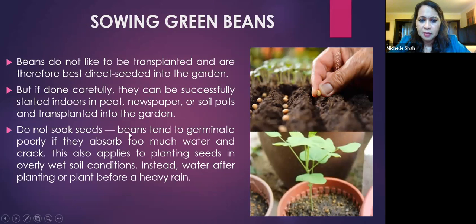Beans tend to germinate poorly if they absorb too much water and crack. This also applies to planting seeds in overly wet soil conditions. Instead, you must water after planting or plant before a heavy rain. So these are the types; you can plant seedlings from pots or directly into the soil, as shown here.